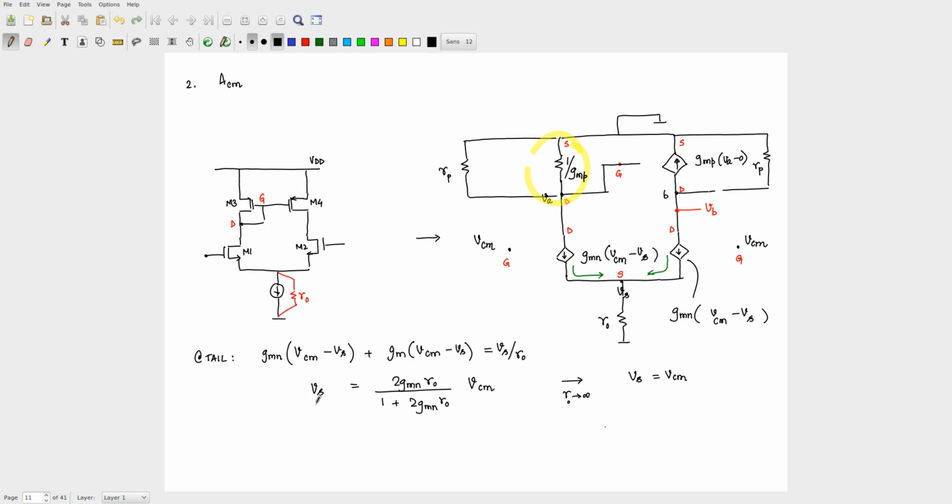Now what should we next calculate? We should calculate what Va is, all right, and what can Va be? So Va is nothing but, again, it's the current, and the current is Gmn into Vcm minus Vs, minus that current into Rp parallel 1 by Gmp.